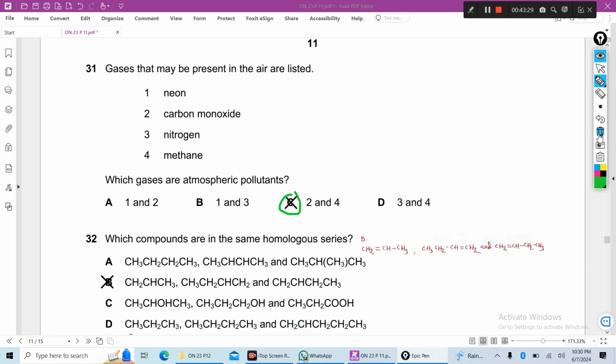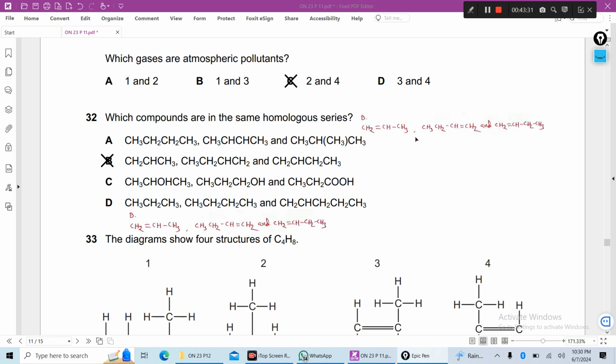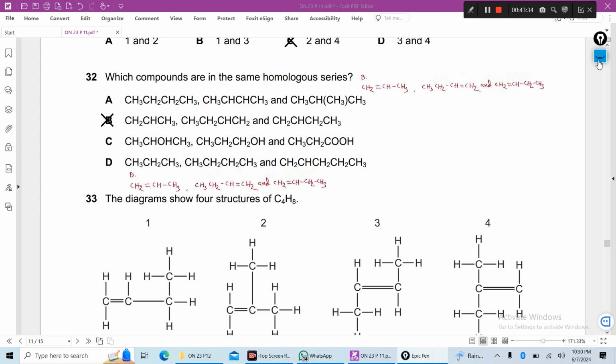Next, 32. Which compounds are in the same homologous series? B is the right answer, because this is alkene. I write here alkene. Second one also alkene. First one is propene. Second one is but-1-ene. And third one is also but-1-ene. All are alkenes. So B is the homologous series.